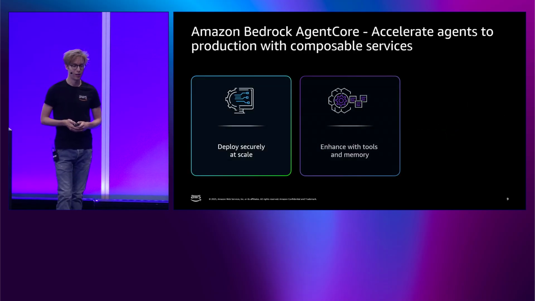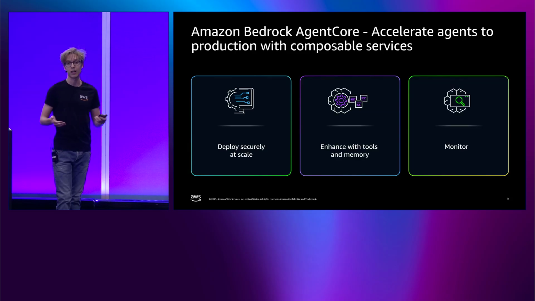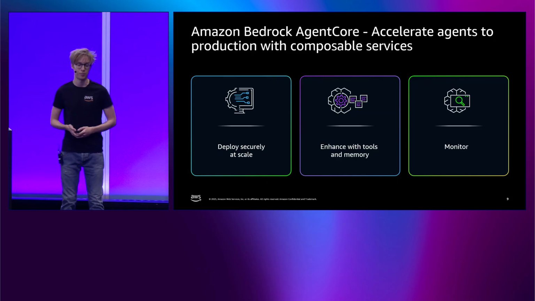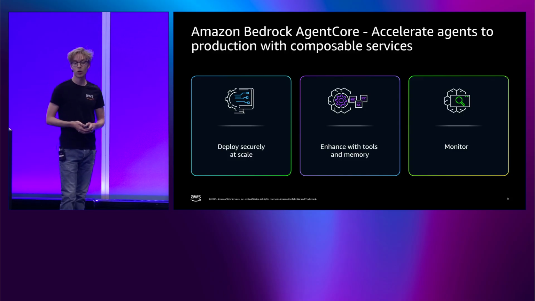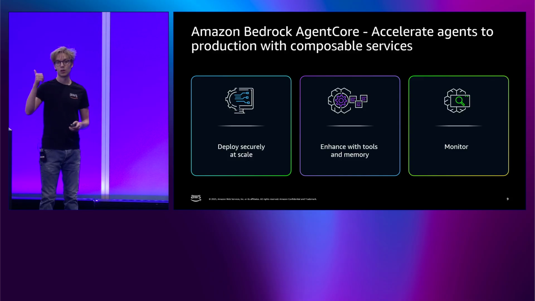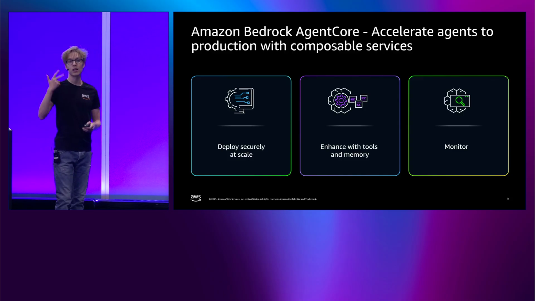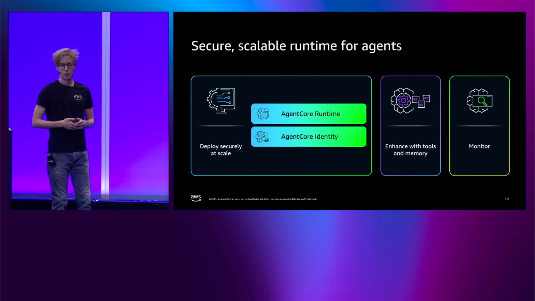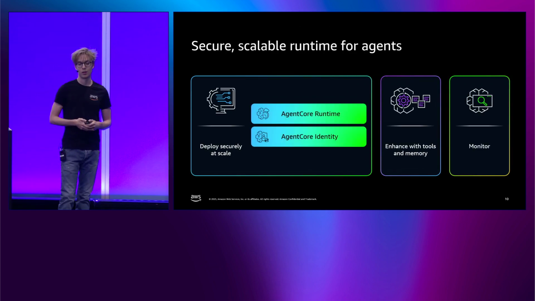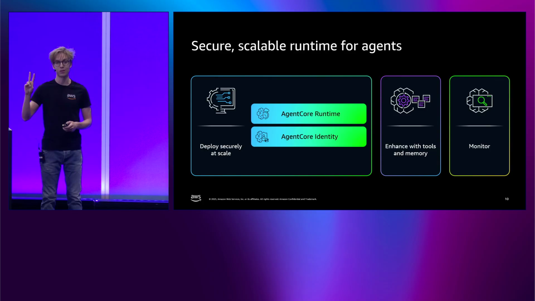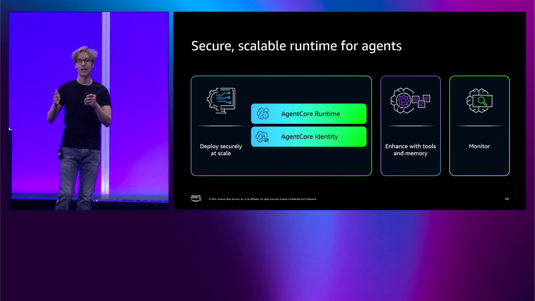And that's why we have released Amazon Bedrock Agent Core, which is a set of AWS services that help you with those challenges. So Bedrock Agent Core has services in 3 categories: deploying your agents, enhancing your agent, and monitoring your agents. So for deploying your agents, Bedrock Agent Core provides 2 families of services: the runtime and the identity.